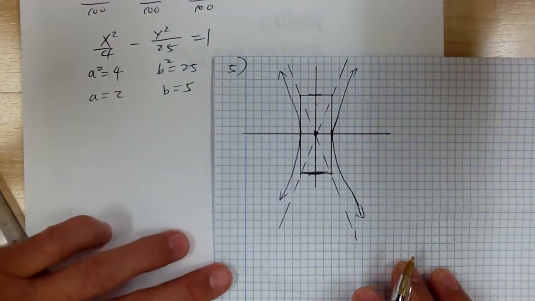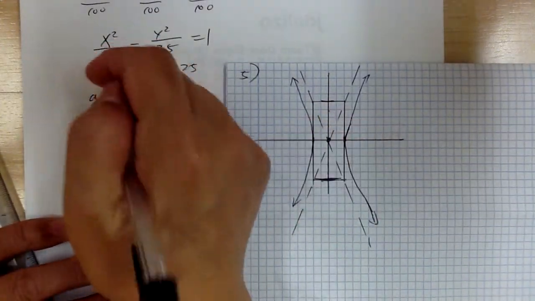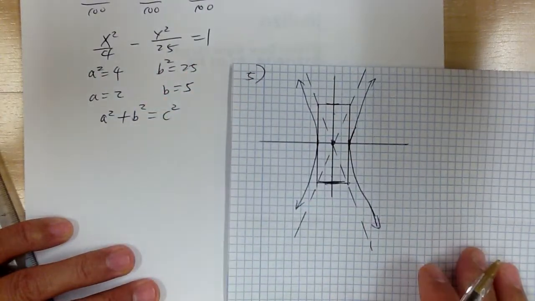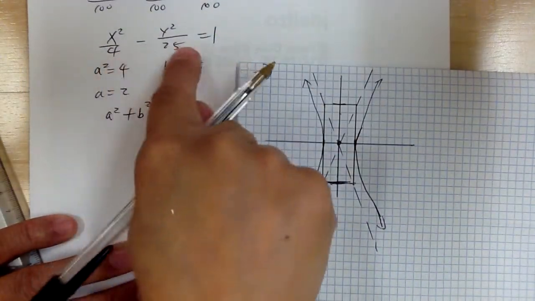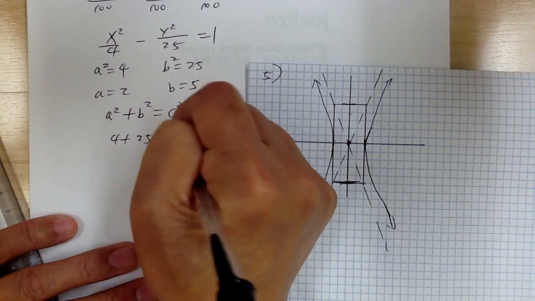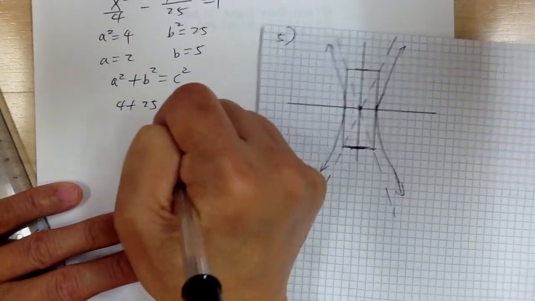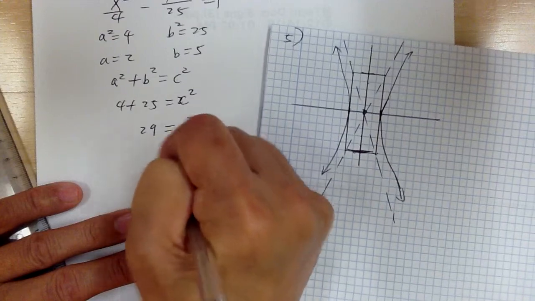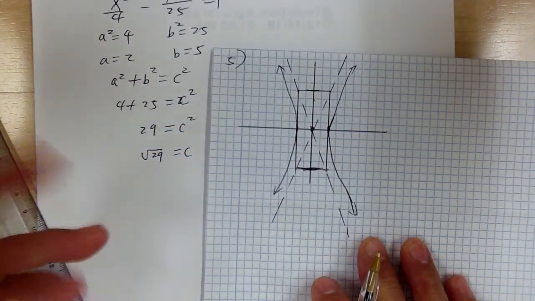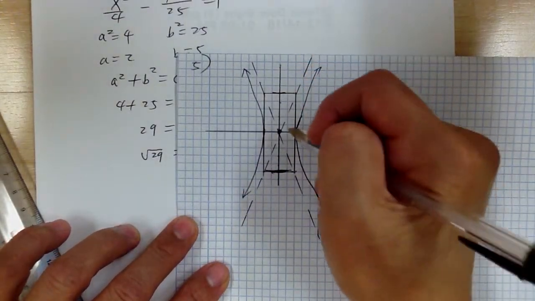Then to find the foci, you need to find the c. So you got a squared plus b squared equal to c squared. And here's your a squared and b squared. So you got 4 plus 25 equal to c squared. So c squared equal to 29, so c equal to square root of 29. Okay, so it's a little bit over 5.